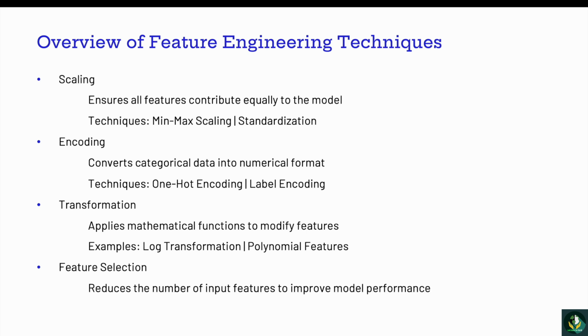Next is feature selection. This reduces the number of input features to improve model performance. Techniques used here include statistical methods, for example ANOVA or chi-square, which we have done in I think second or third week, and we have recursive feature elimination, which is RFE. Now, with all these in mind, let's go and look at a hands-on exercise.